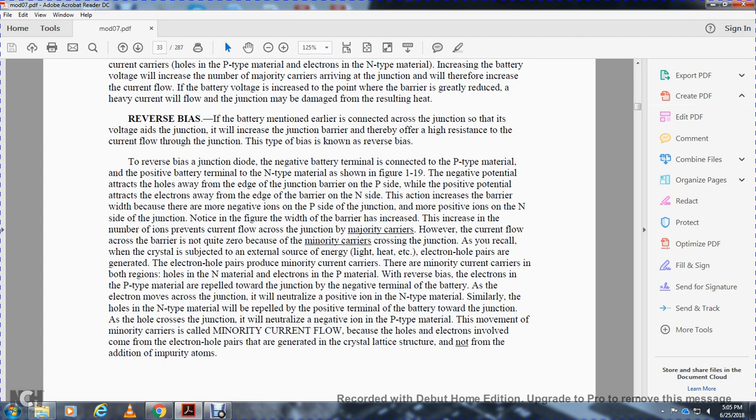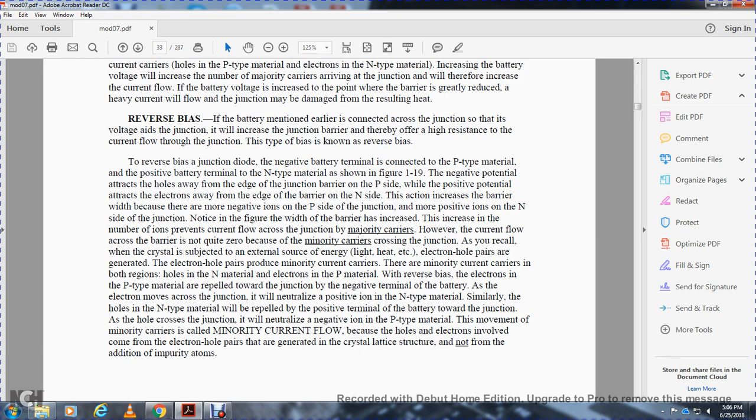However, the current flow across the barrier is not quite zero because of minority carriers. As you recall, a crystal subject to an external source of energy such as light or heat generates electron-hole pairs, which produce minority current carriers in both regions. In reverse bias, electrons in the P-type material are repelled by the negative terminal toward the junction. As an electron moves across the junction, it neutralizes a positive ion in the N-type material.